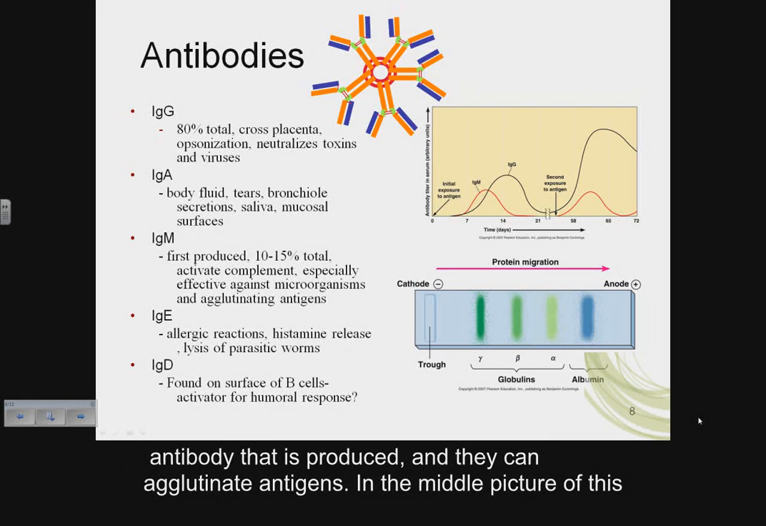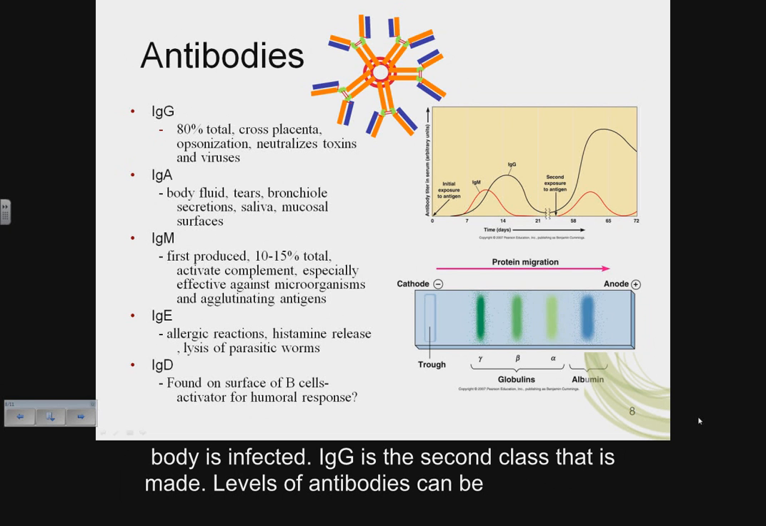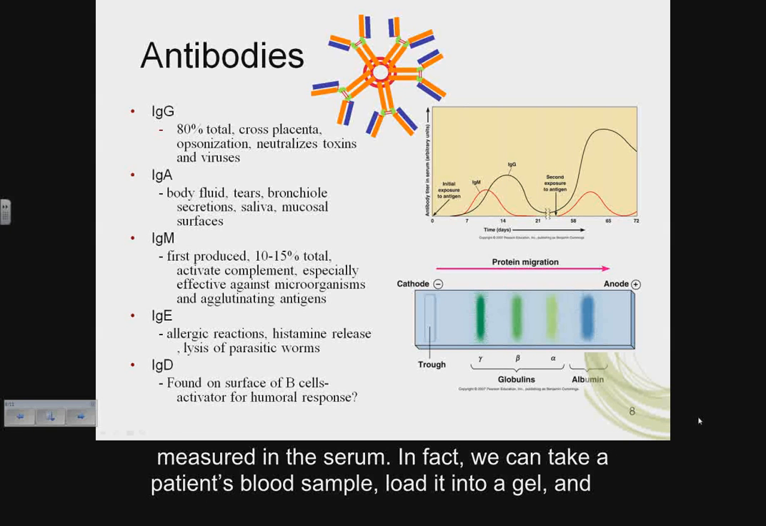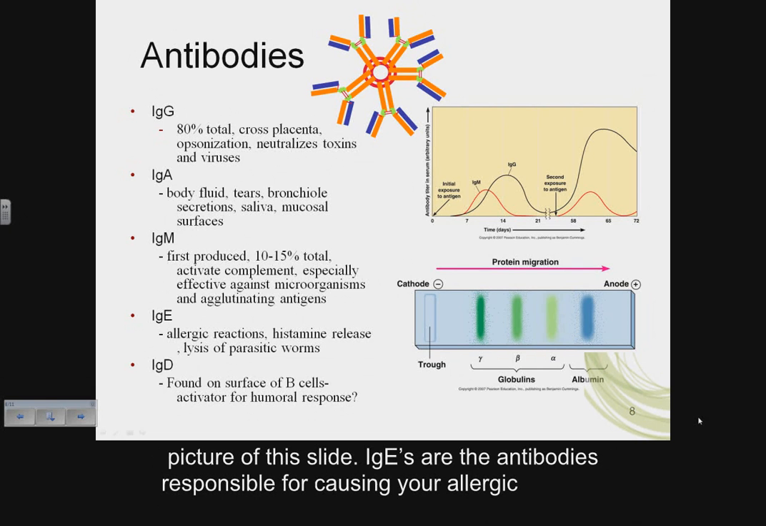In the middle picture of this antibody slide, you'll notice that the IgM antibody is the first to be created when your body is infected. IgG is the second class that is made. Levels of antibodies can be measured in the serum. In fact, we can take a patient's blood sample, load it into a gel, and separate the antibodies according to their size. That is shown in the bottom right picture of this slide.